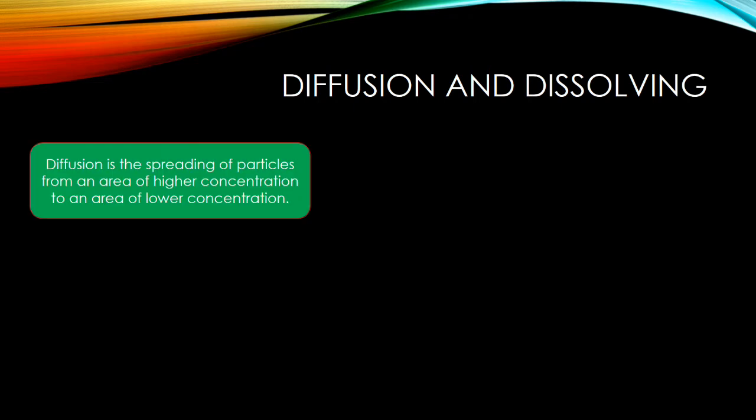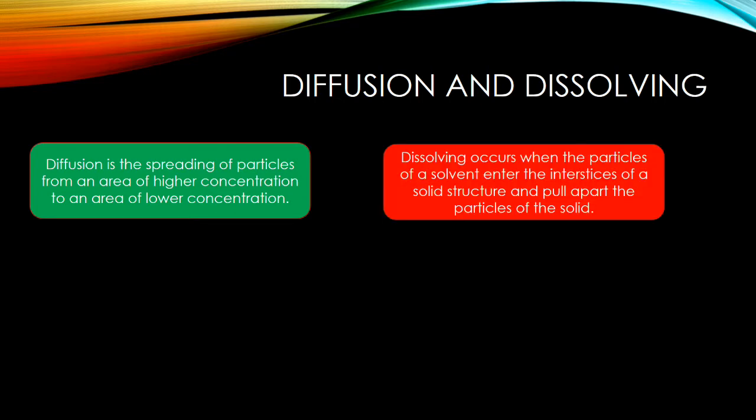Diffusion, as we know it, is the spreading of particles from an area of higher concentration to an area of lower concentration. This means that for diffusion to take place, there must be a concentration gradient. On the other hand, dissolving happens when the particles of a solvent find their way into the interstices of a solid structure and pull the particles apart. So the solid structure crumbles in the solvent.